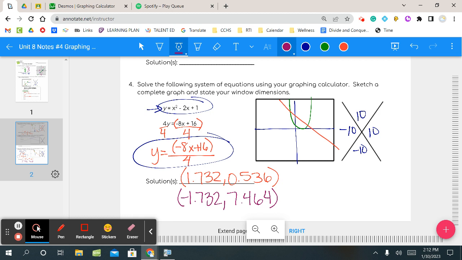Okay, so those are the two examples. If you guys have any questions, let me know. Sometimes when we graph these, be aware that they may never intersect. That's okay. We still need to sketch it, put our window dimensions, and then on our solution line, we would just put no solution.